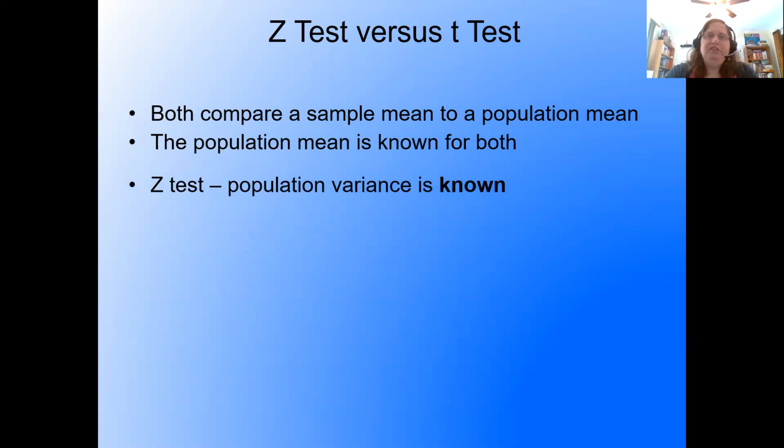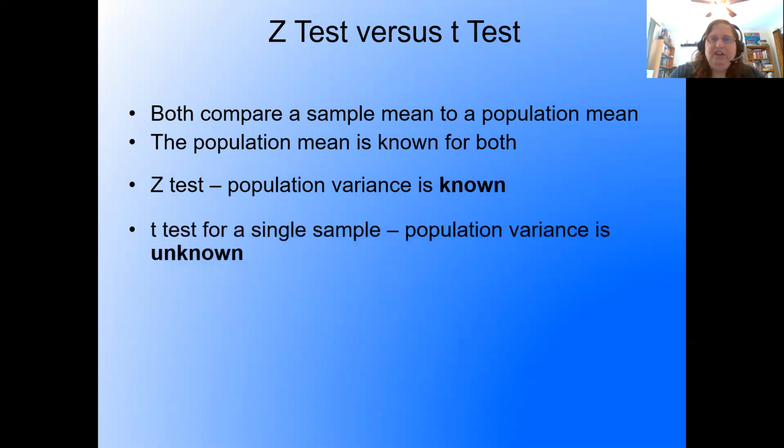However, for the z-test, the population variance is known. And for the t-test for a single sample, the population variance is unknown. This is the big discriminator between these two tests. This is what you can use to really know which test is which. And that's an important piece to know for this class, which test is which.